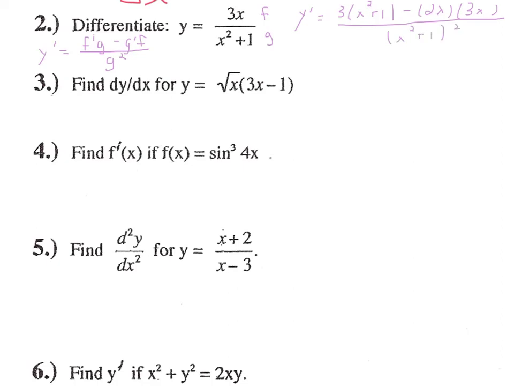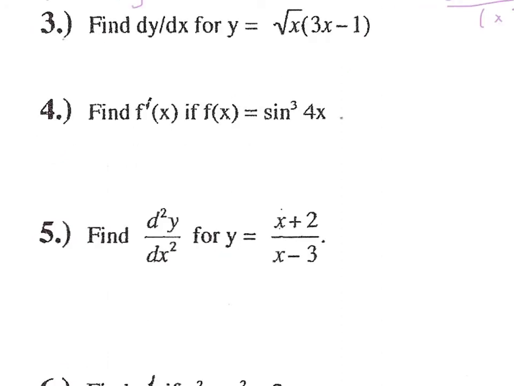So since we have no negative exponents, we don't have to simplify that anymore, unless we want to distribute the 3. And that will become 6x squared. So then our final answer can be negative 3x squared plus 3 over x squared plus 1 squared.